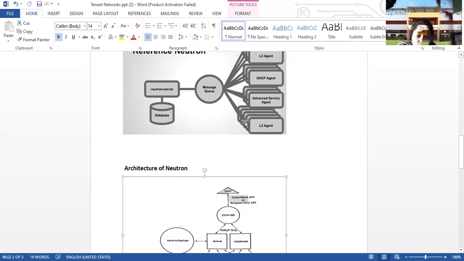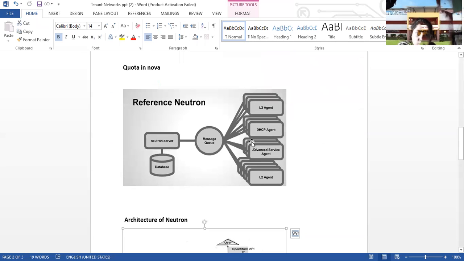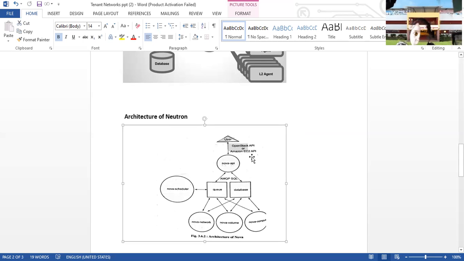This is very clear to see: here the user, OpenStack API or Amazon EC2, you can see here. Here Nova API is there, then Nova scheduler, then AMQP and SQL, under which the database is there. Database you know very well the meaning of. Then Nova network, volume and compute. Here arrows go backward and forward. So this is about Nova's architecture.